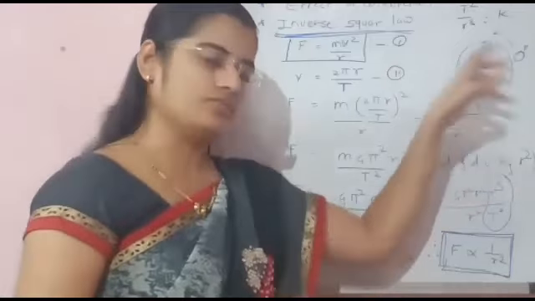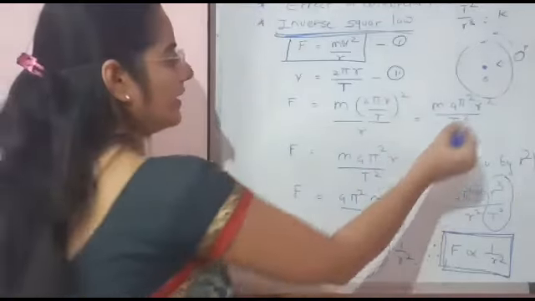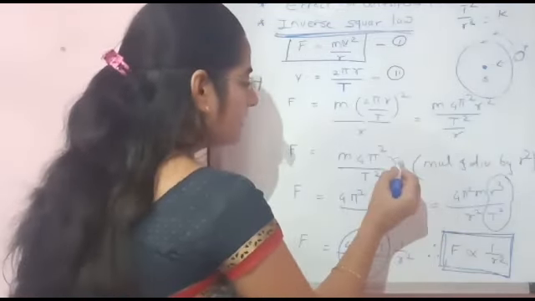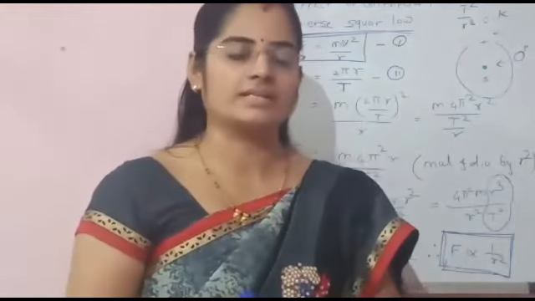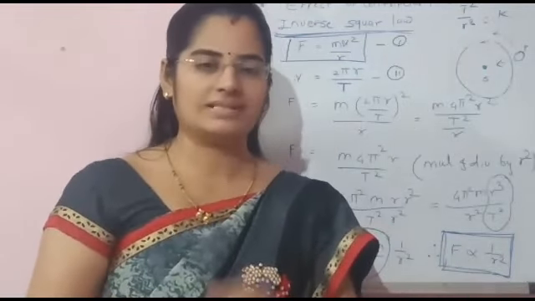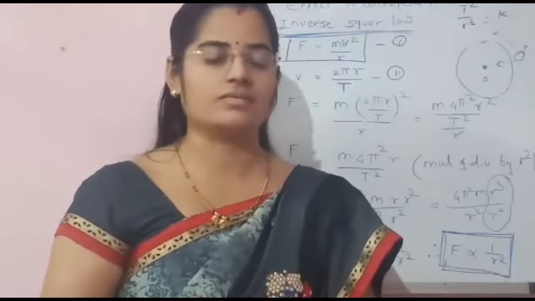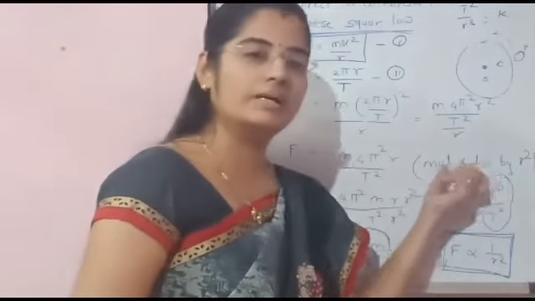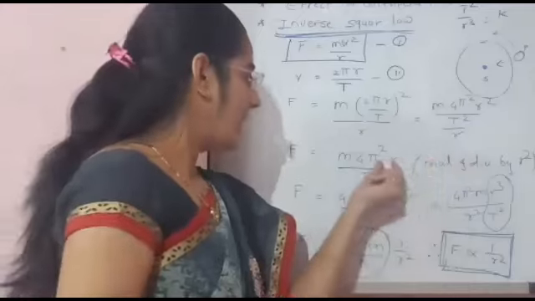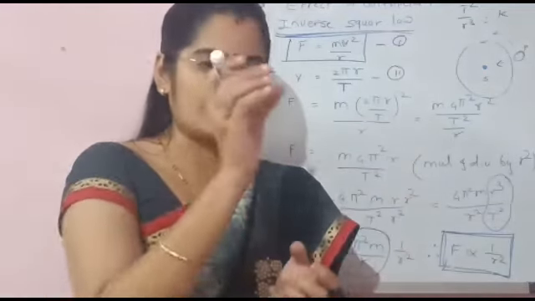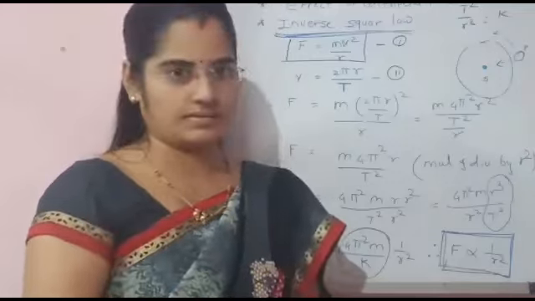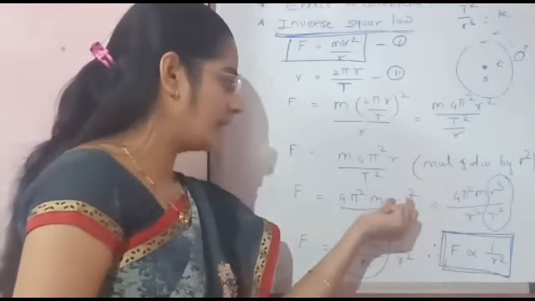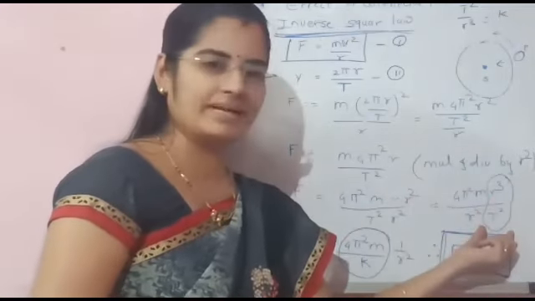Here r squared and r, one r gets cancelled. Then take the constant term to one side. Then r upon T squared is present. We know Kepler's third law of planetary motion, that T squared divided by r cubed is equal to a constant, which we studied in the previous lecture. Here r upon T squared is present, and in this step we multiply and divide by r squared. Then r squared and r become r cubed, and we get r cubed divided by T squared.